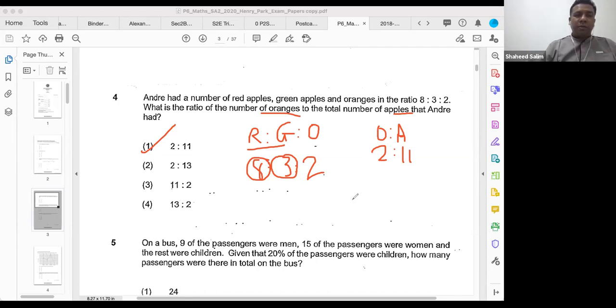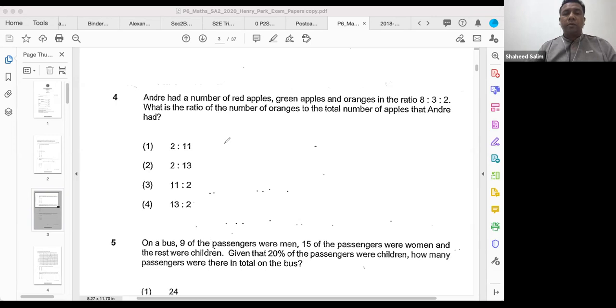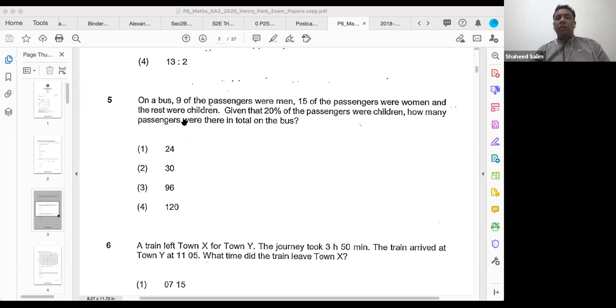Do you get it? You understand, Izzat? Red apples is 8. Green apples is 3. You combine 11. Now the question is asking you for which one first? Oranges first. Apples second. You have put apples to oranges. Can you see now? 11 to 2 is apples to oranges. You get it? Okay, good. So be careful. All right, we move on.